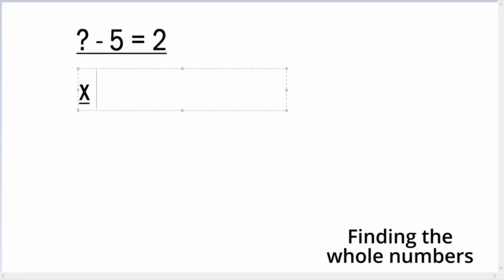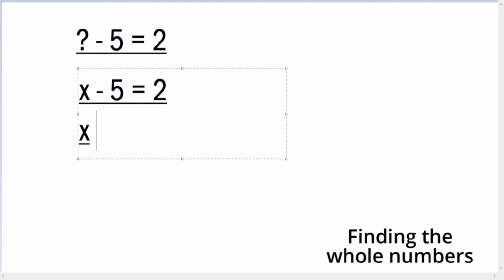Okay, x. Numbers alone can be confusing to solve, so you put x here as the variable. So x minus 5 equals 2. Now for x, you need to transpose or inverse it. I like to transpose.